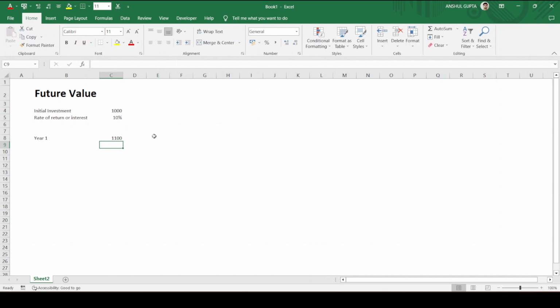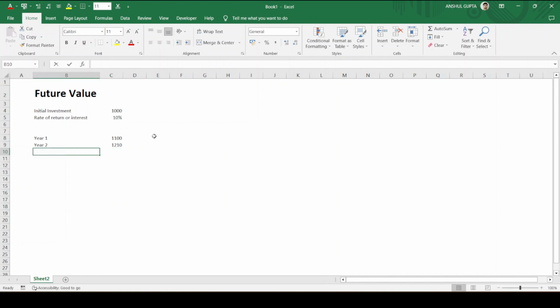So what is going to be the value of 1,000 rupees after 2 years? Let's calculate this as well. Year 2 is equal to, when we are moving forward with year 2, we need to calculate the interest component on the value of the initial investment after 1 year. So that is 1,100. Let's select this and start the bracket. Select this, multiplied by, start the bracket, 1 plus 10%, press enter. So the value of the 1,000 rupees, that is the initial investment, after 2 years is going to be 1,210.